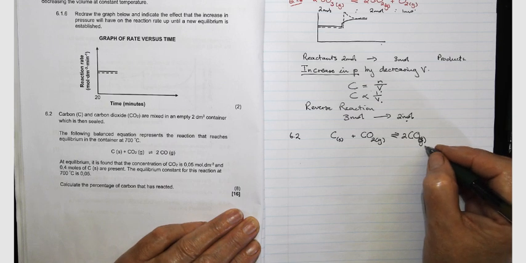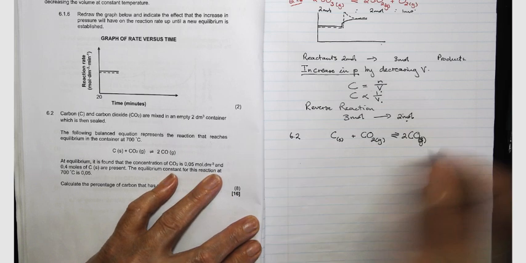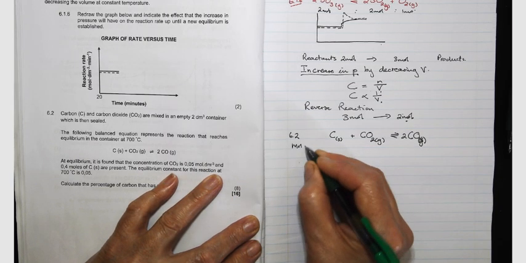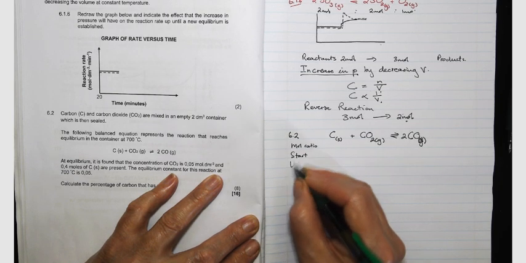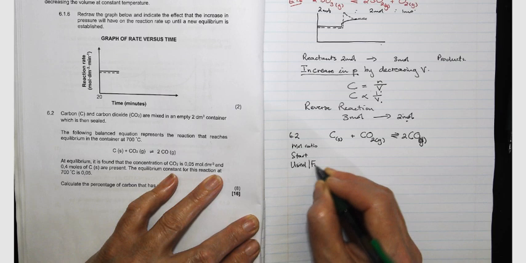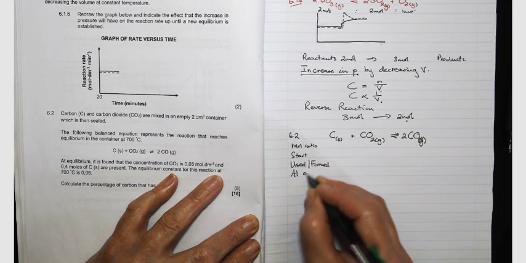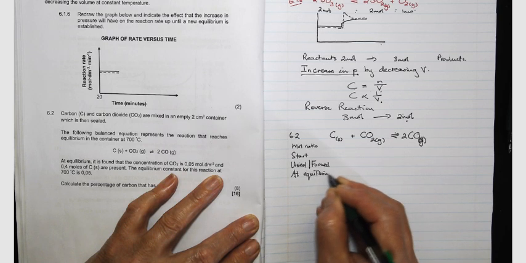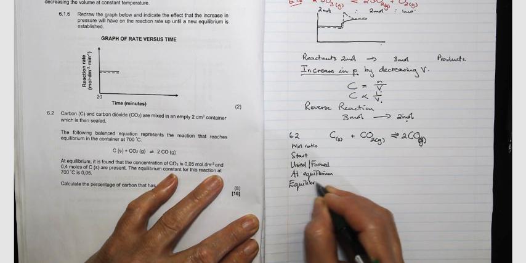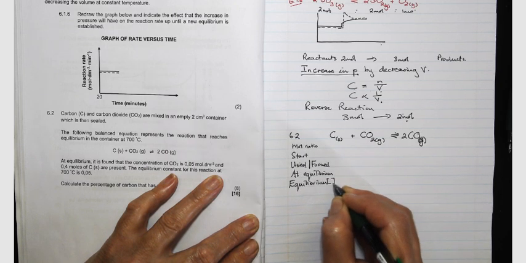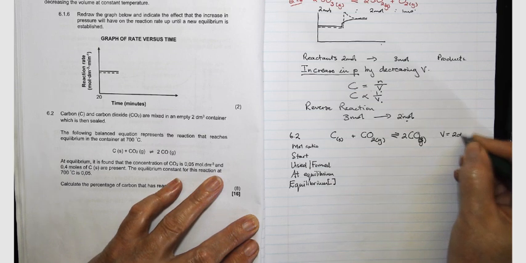At equilibrium, it is found that the concentration of the carbon dioxide is 0.05. So we have the mole ratio: we have the start, we have what is used or formed, and we have at equilibrium, and we have the equilibrium concentrations. Okay, and we have the volume of the container is 2 cubic decimeters.